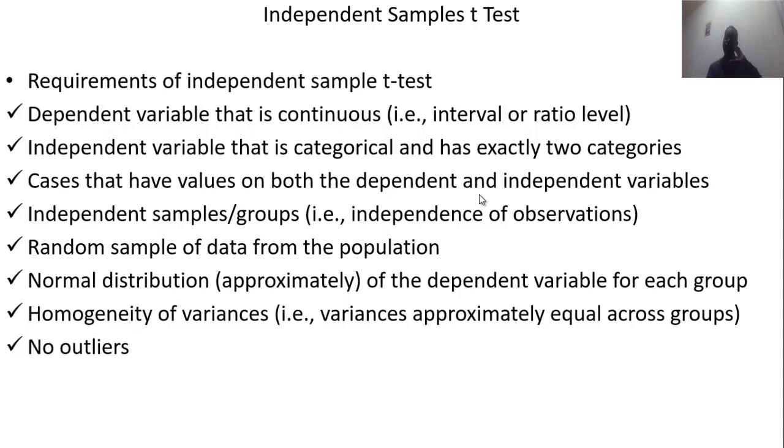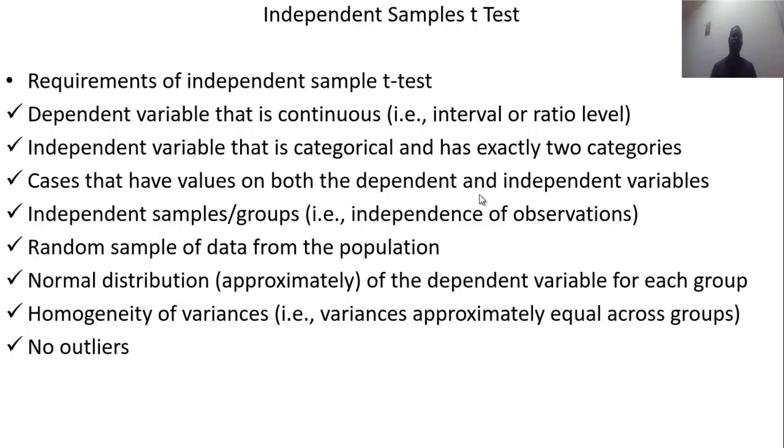Therefore, we have to make sure that all these assumptions or requirements are met in the course of running the independent sample t-test. Before we actually run the test, we have to make sure that these assumptions are met. Homogeneity of variance: the assumption of homogeneity of variance requires that the variance in the two groups should be equal.